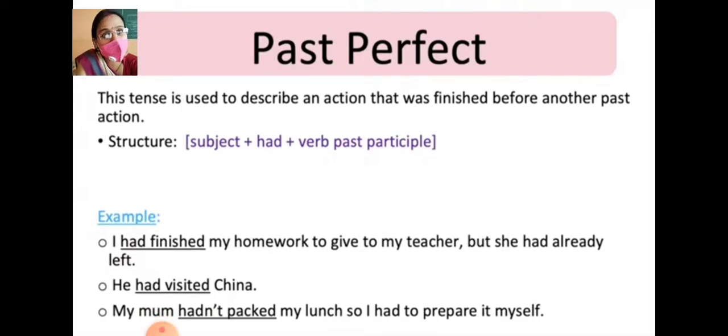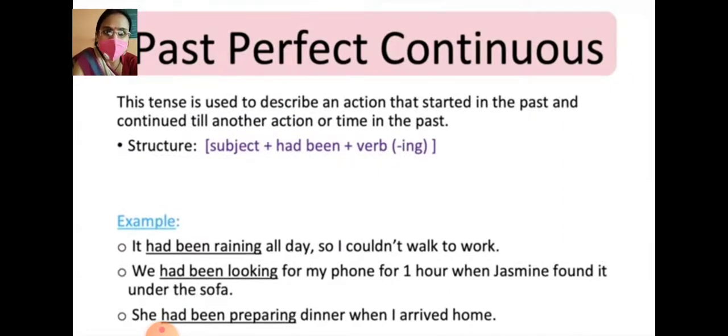Now which one is left? The last one, that is past perfect continuous. The very same way you have studied present perfect continuous, this is also the same. Just remember that this tense is used to describe an action that started in the past and continued till another action or time in the past. For example, it had been raining all day, so I could not walk to work. It means in the past it was raining, and due to that rain I could not walk to work. I was unable to go to my work.